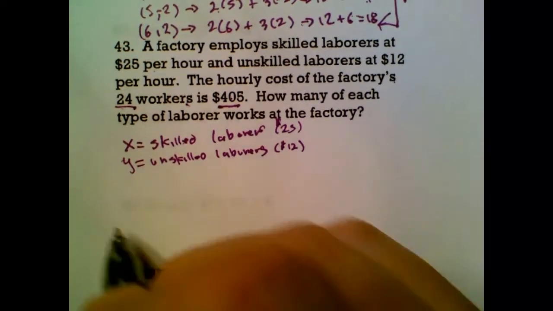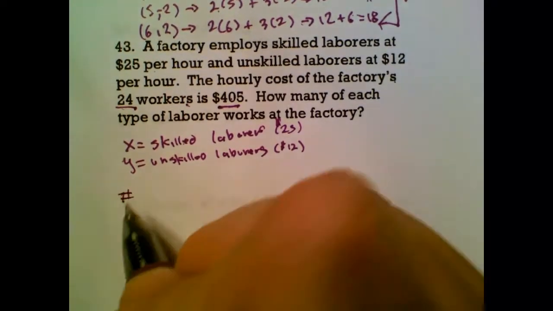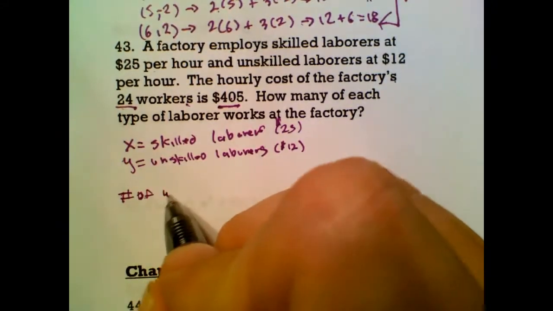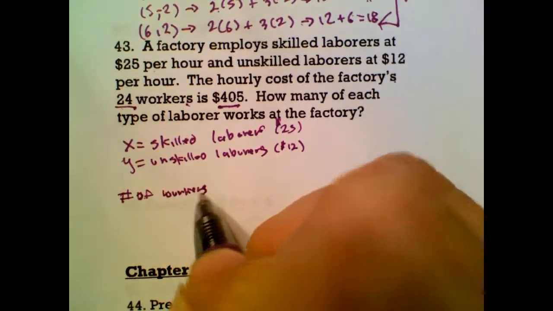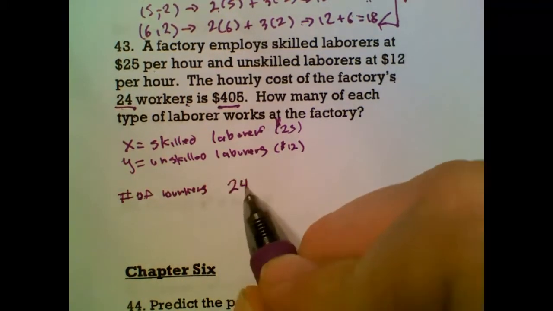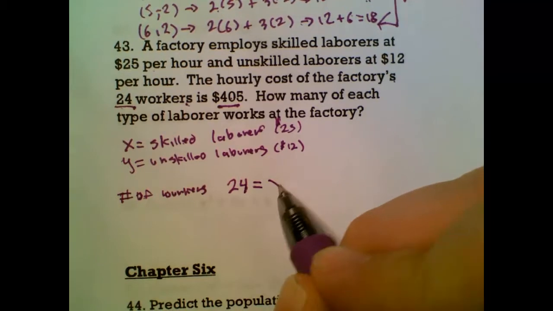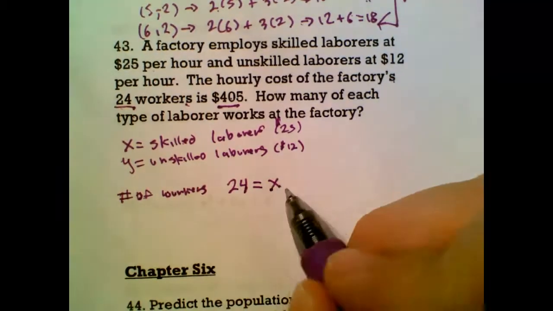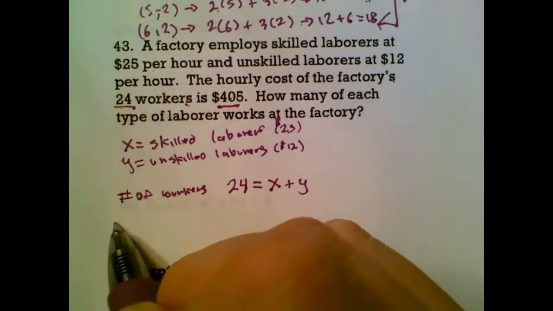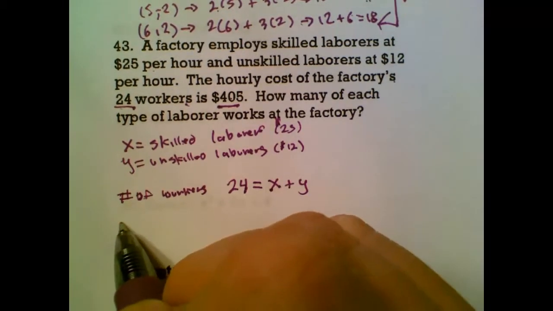So let's set up our equations. First is number of workers. We got an equation for the number of workers. In this situation, the number of workers would be 24. That's how many workers we have, and that's equal to our number of skilled laborers, X, plus our number of unskilled laborers, Y.